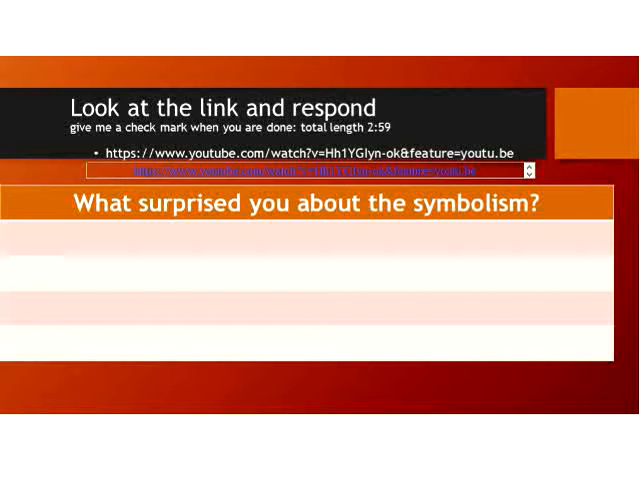Okay, so I only went through a little bit of symbolism there, the big stuff. If you want to click on the link right here, it is 2 minutes 59 seconds, but you don't have to watch the whole thing. This is a man pointing out some different symbols that you see in the piece. Whenever you're ready, if you can write down one symbol that might have surprised you.